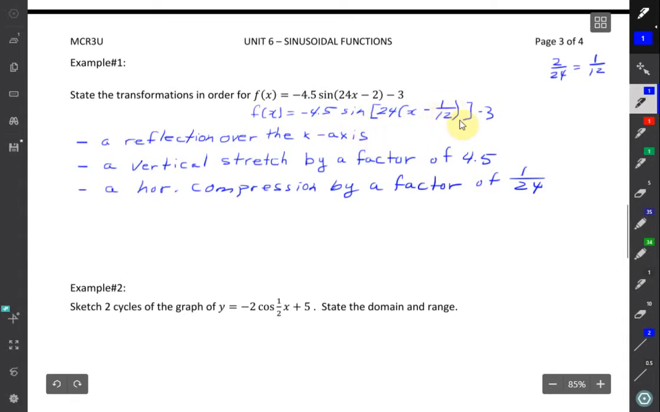Looking at the D value, this is a minus, so that goes to the right. This is a phase shift. In trigonometry, instead of saying horizontal translation, the math convention is that they call it a phase shift. So this is a horizontal phase shift of 1/12 to the right.